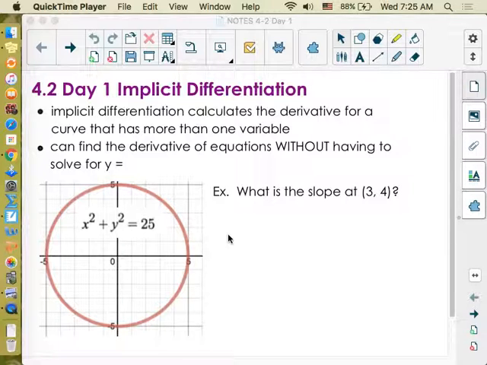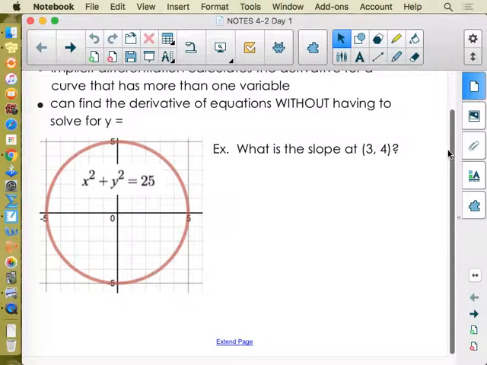One approach is that we're going to find the derivative of the equations without having to solve for y equals. If you took the circle example that's here and solved it for y equals, we'd end up with two functions: y equals plus or minus the square root of 25 minus x squared. Instead of doing that, implicit differentiation says that we can handle this. We're going to be deriving with respect to x still, meaning that the derivative we're using is the x derivative.